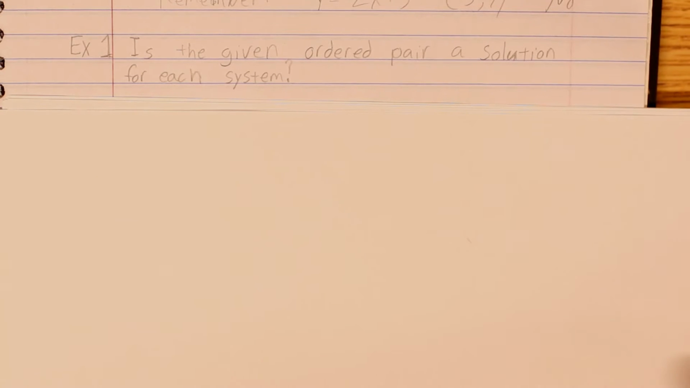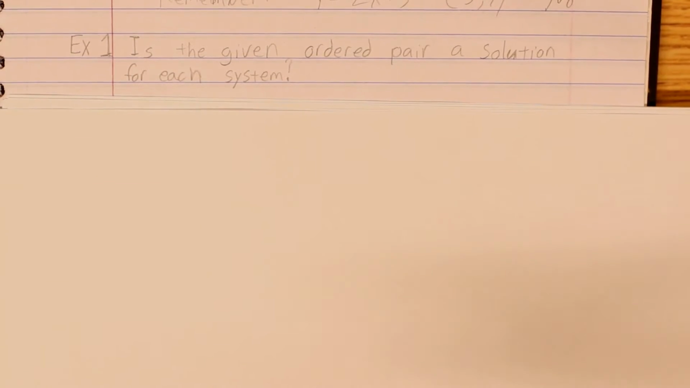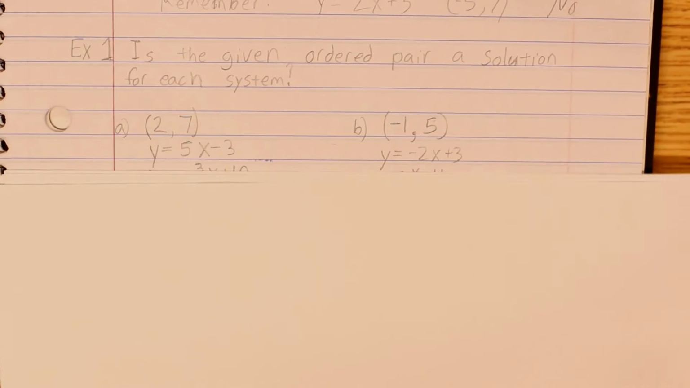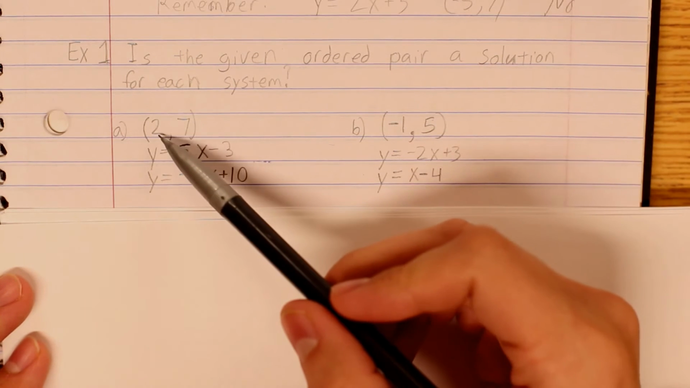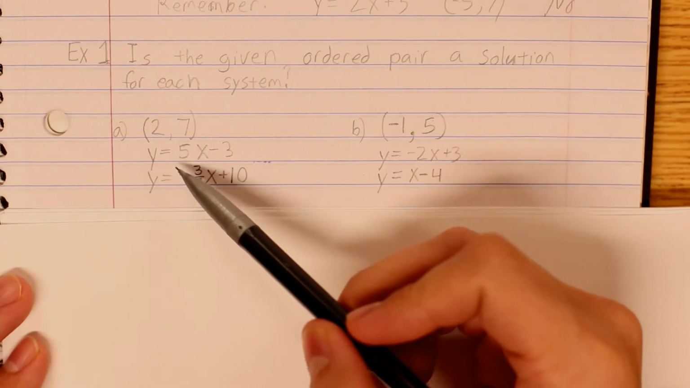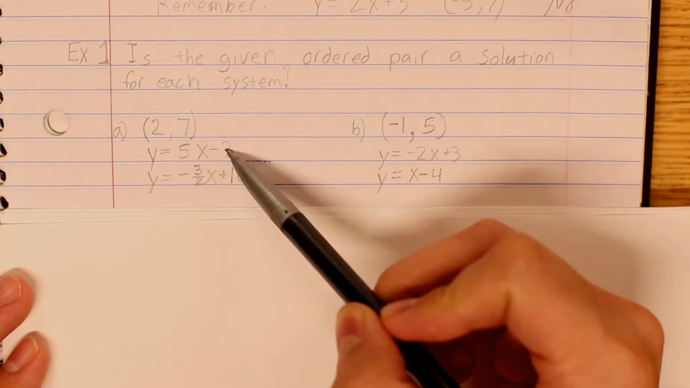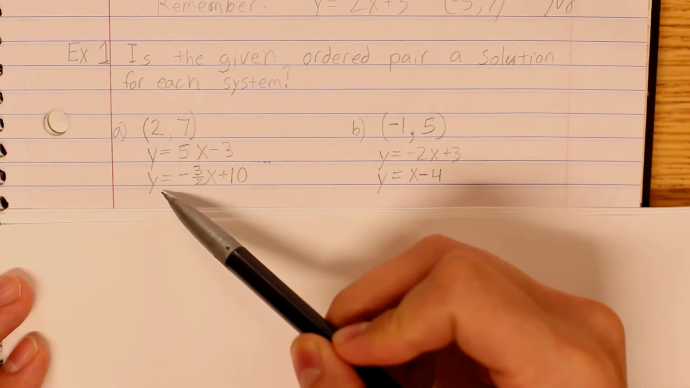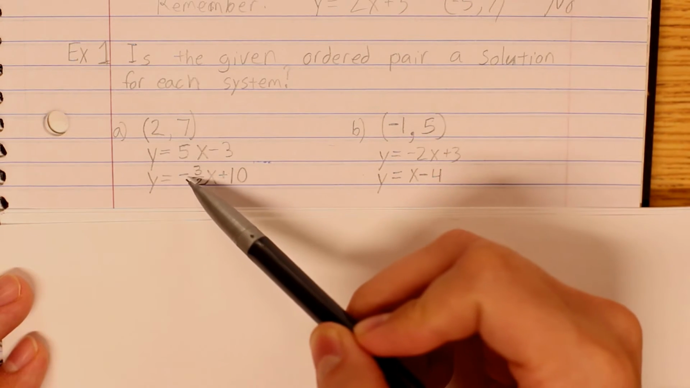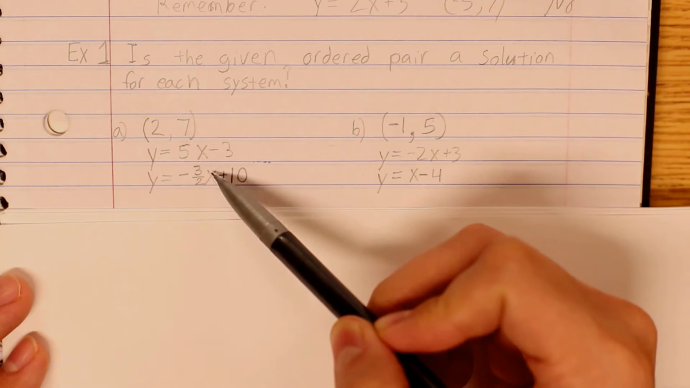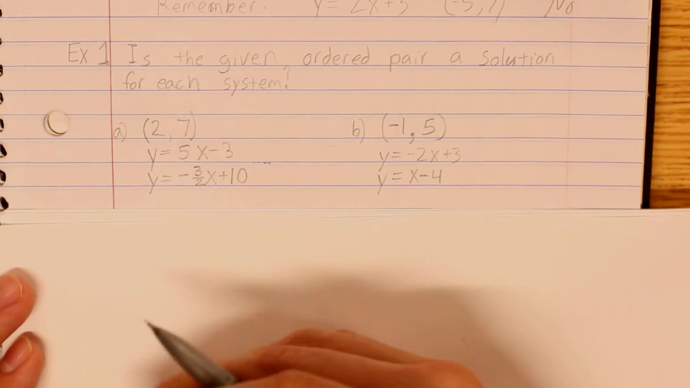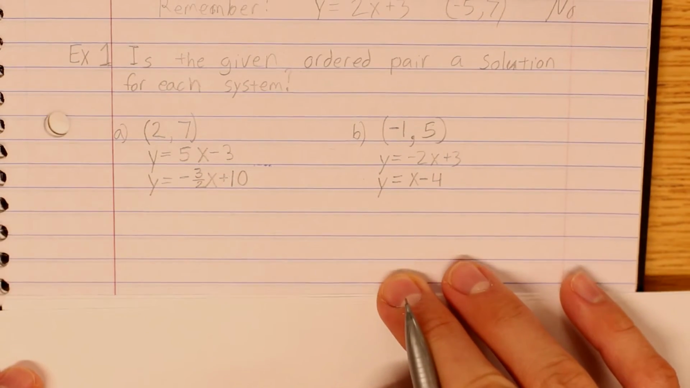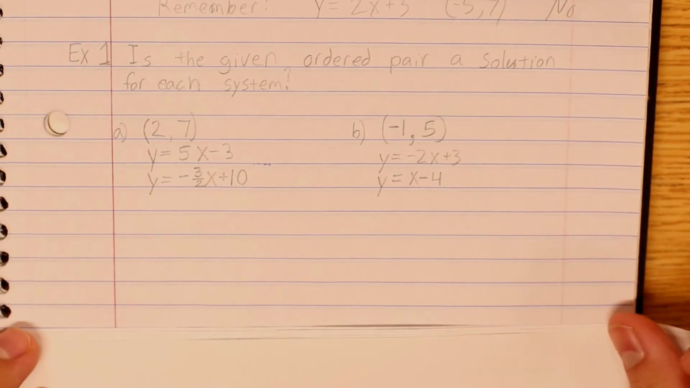So they're going to give us an ordered pair and a system, and we have to figure out, does that ordered pair fit? Let's find out. Here we have the ordered pair (2, 7), and y equals 5x minus 3, and we have another equation, y equals negative 3 over 2 x plus 10.